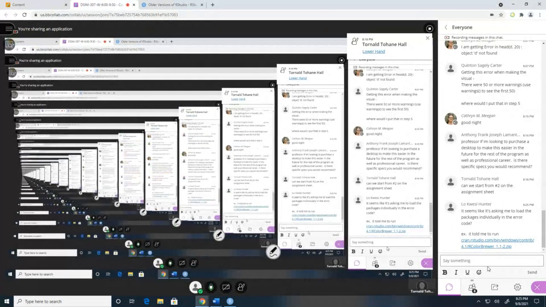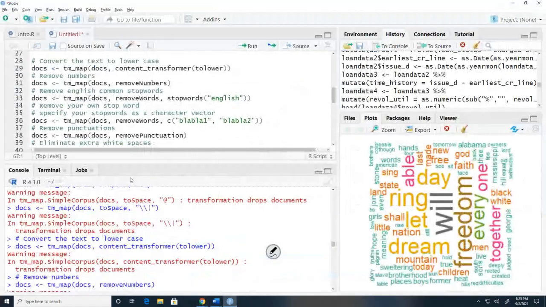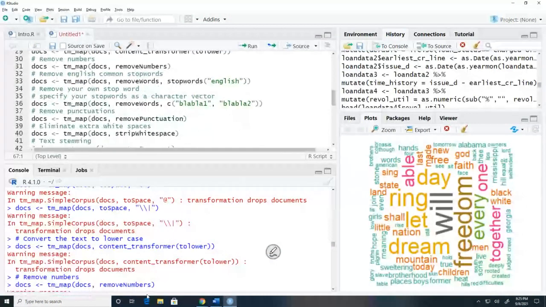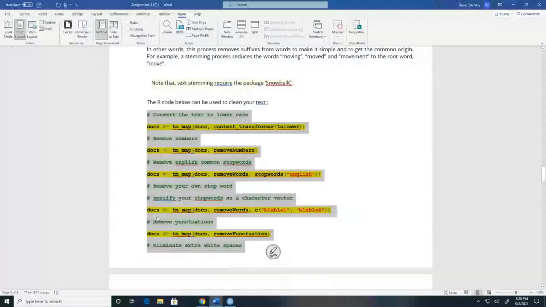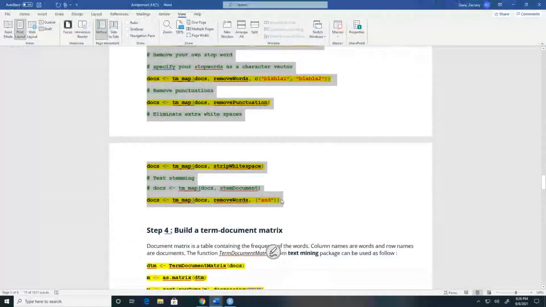Eliminate white space. Okay. So that one goes all the way down to remove words at the last end of that code. Yeah. So in here, down here to where you're removing "and."